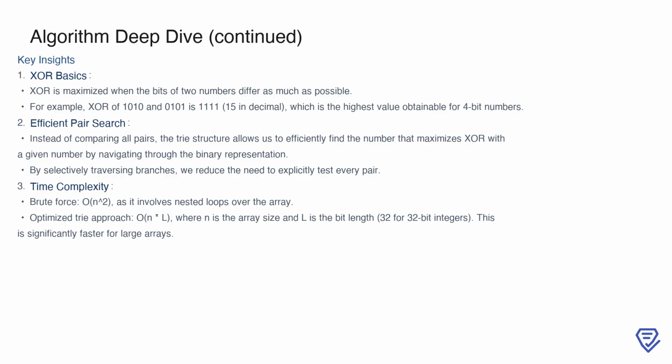In terms of time complexity, the brute force approach requires O(n²) operations, as it involves nested loops over the array. However, the tree-based solution is much faster, with a complexity of O(n*L), where n is the size of the array and L is the bit length, which is 32 for 32-bit integers. This makes the tree method significantly more scalable for large arrays.